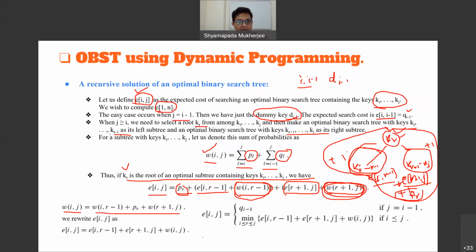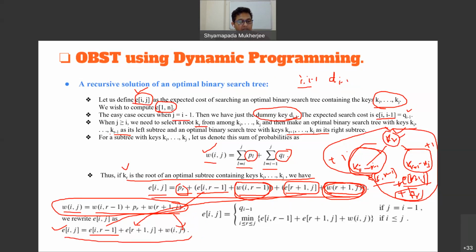Okay, so we can minimize this expression as this one. We are getting this from this one, and together this expression gives us this one. So now you have a recursive expression for finding the expected search cost for an optimal binary search tree containing keys ki to kj. But one thing we need to remember is that we don't know the actual value of kr, because we don't know which kr value will give you an optimal binary search tree. So that's why we need to explore all possible r values from i to j, and our objective is to minimize this expression by finding a suitable r value.